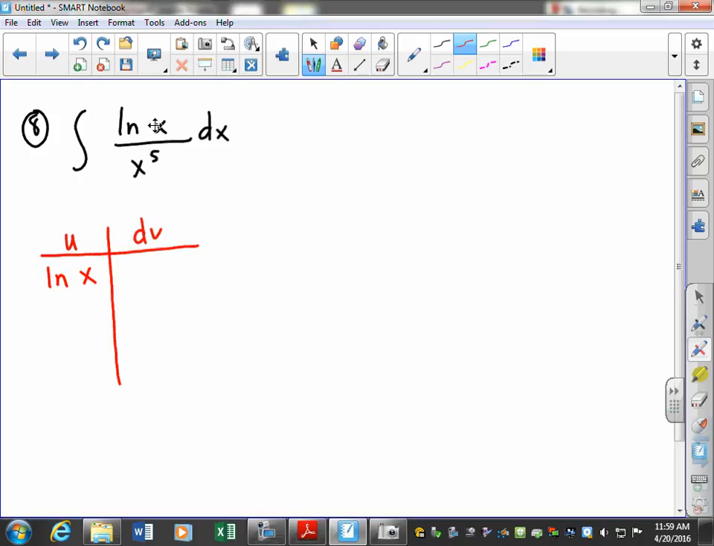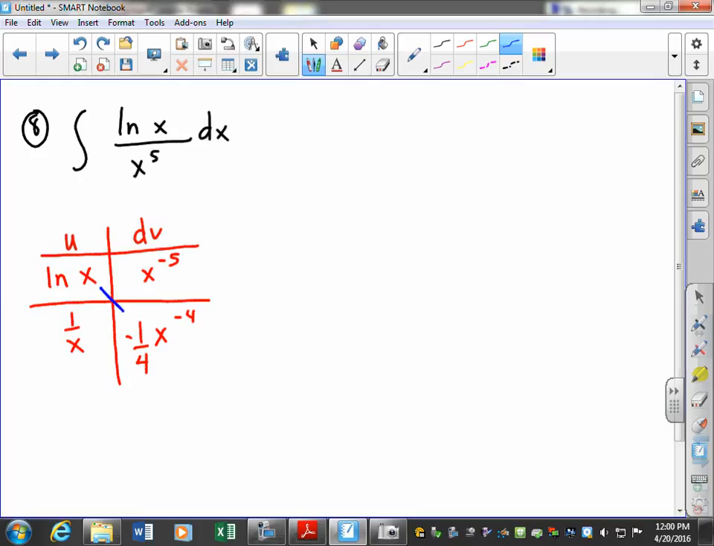So then what's this going to be? Instead of 1 over x to the 5th, how could we write that? Good, x to the negative 5th. These negative exponents will help in the calculation. What's the derivative of the natural log of x? 1 over x. And then what is the antiderivative of this? First of all, it's going to be x to the negative 4th, and then I have negative 1/4 x to the negative 4th.